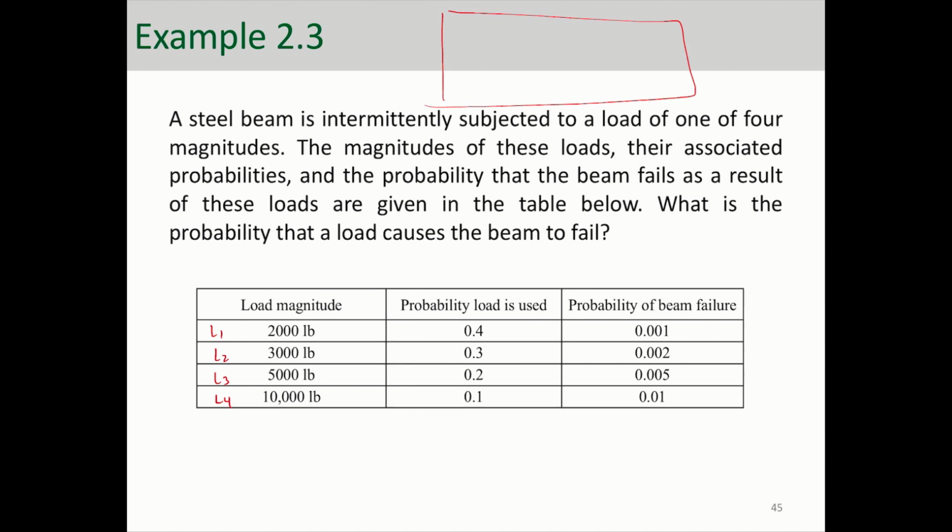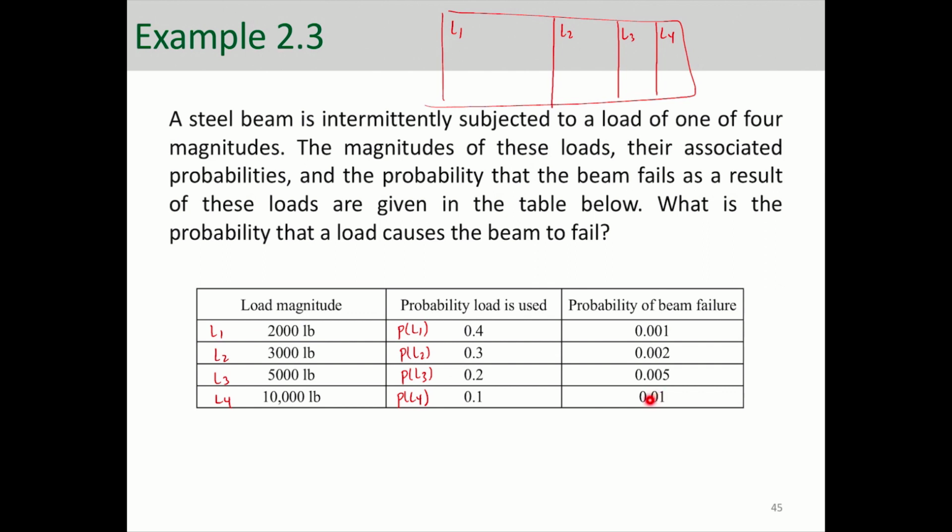So you can think of this as L1, this is L2, this is L3, and this is L4. And I draw that Venn diagram, and each area is proportional to the probability that they have. So that's why L1 is bigger, because the probability of L1 is 0.4. So this is the probability of L1, probability of L2, probability of L3, and probability of L4.